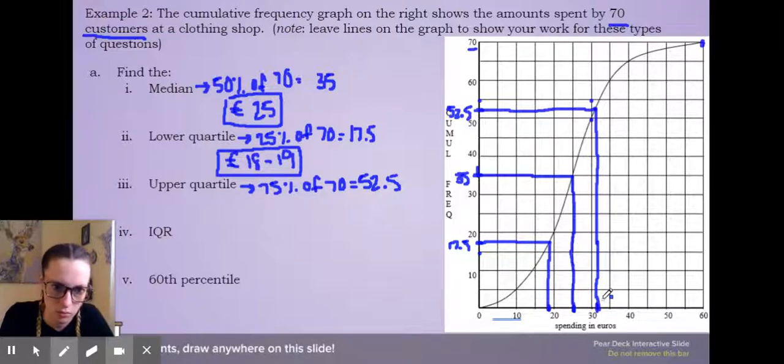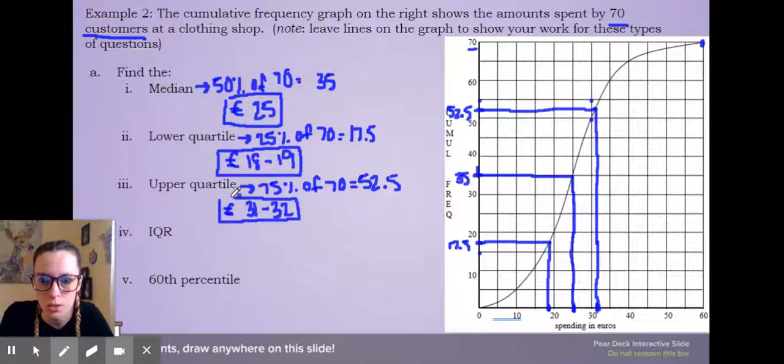So around, again, a range, probably closer to 31, but we would accept, I think, anywhere between 31 and 32 euros. You should only have one value here. Don't put a range. You should just have whichever one it looks like that's closest to you. I'm giving you a range so that you understand what we would accept as correct answers.